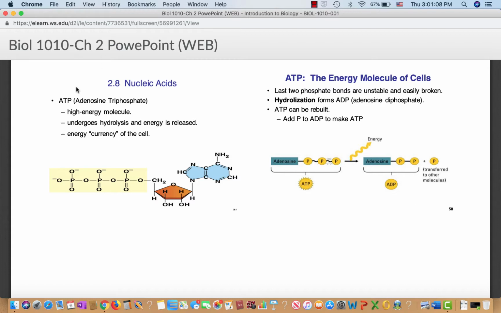Then we have ATP, adenosine triphosphate, a high energy molecule. It undergoes hydrolysis and energy is released, meaning you cleave off one of these phosphate groups because it's adenosine triphosphate, 1, 2, 3 phosphates right here. You chop one of these off and it releases a ton of energy, which is why this is the energy currency of the cell. Then that turns into ADP over here, and you have to undergo a variety of processes to rephosphorylate this to make it usable again, and we'll get into those in greater detail later during cellular respiration.